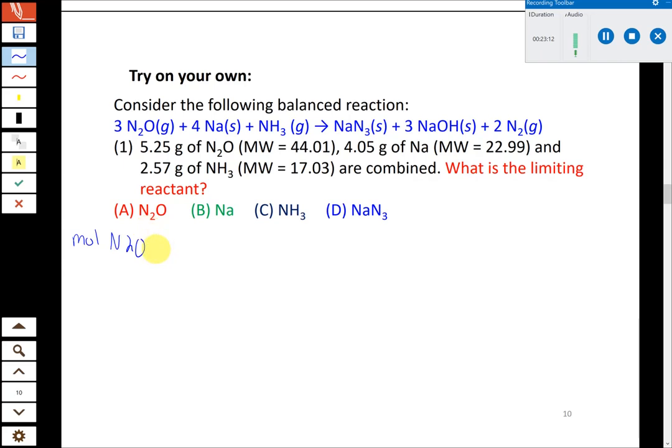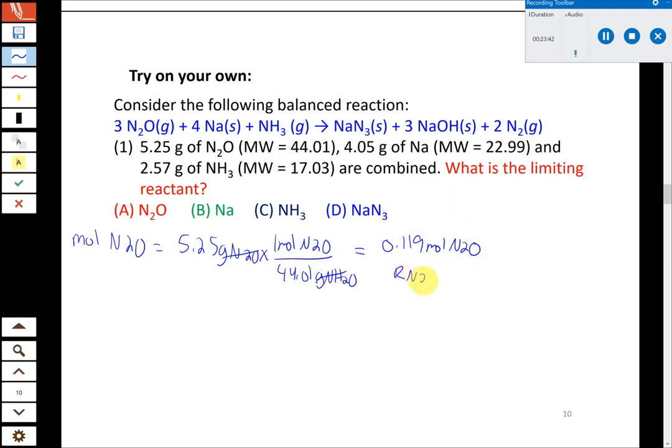So for N2O, we have 5.25 grams. We're going to convert to moles using its molar mass. So these steps should all be old hat by now. So the molar mass is 44. All right, so what we get is 0.119 moles of N2O. And then the stoichiometric ratio for this is that number, 0.119, divided by the balance coefficient, which is 3.